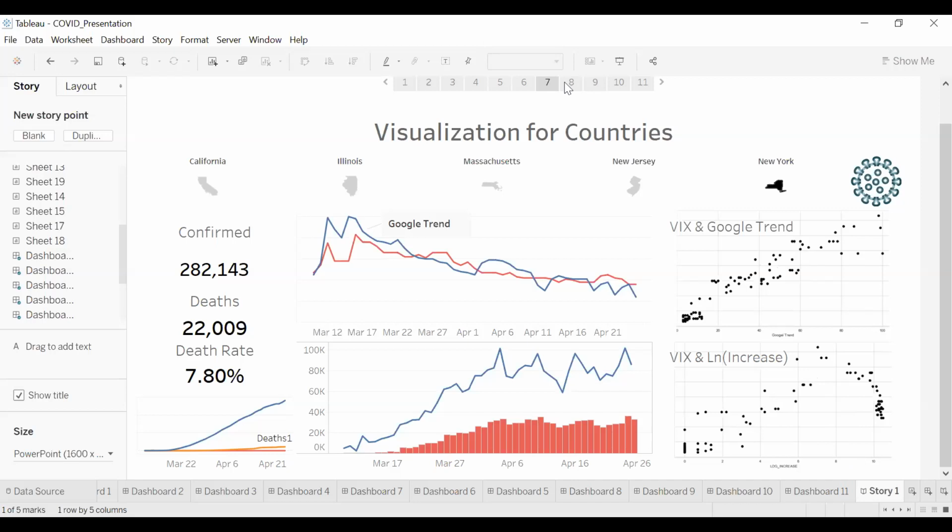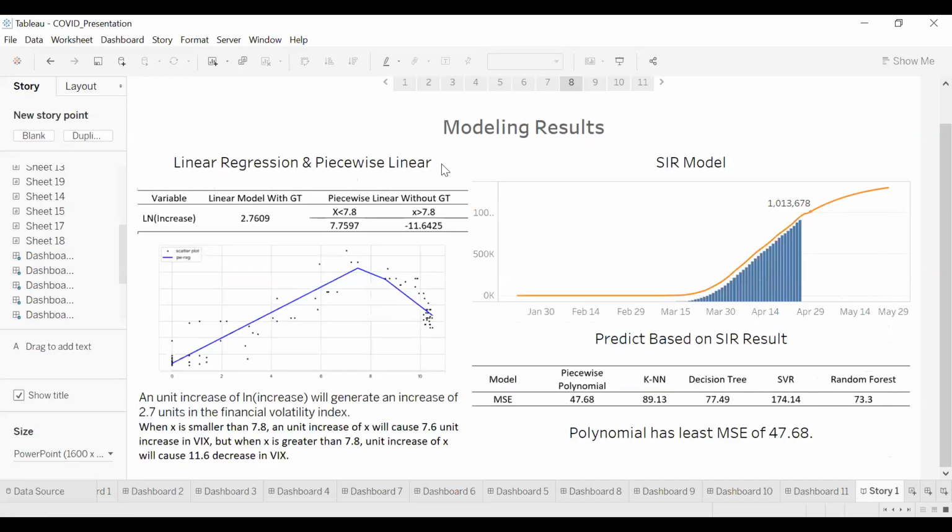Yeah, and there are the modeling results. For the linear model, the coefficient is 2.7, which means a unit increase in the logarithm of increased cases will cause a 2.7 increase in VIX.